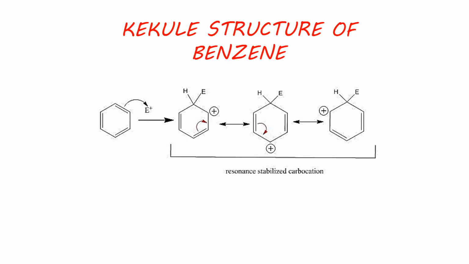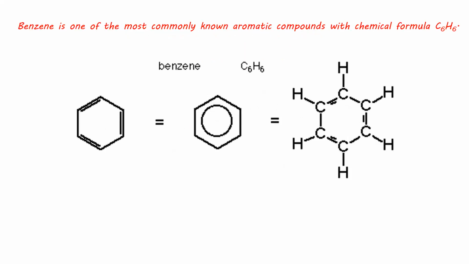On the basis of this observation, Auguste Kekulé in 1865 proposed the following structure for benzene having cyclic arrangement of 6 carbon atoms with alternate single and double bonds and 1 hydrogen atom attached to each carbon atom. So this is how the resonance structure of benzene is shown by Kekulé, and this is the Kekulé structure of benzene.